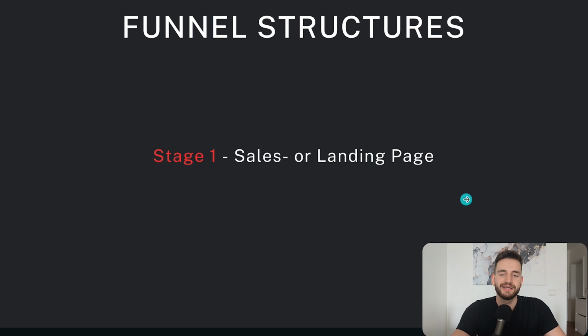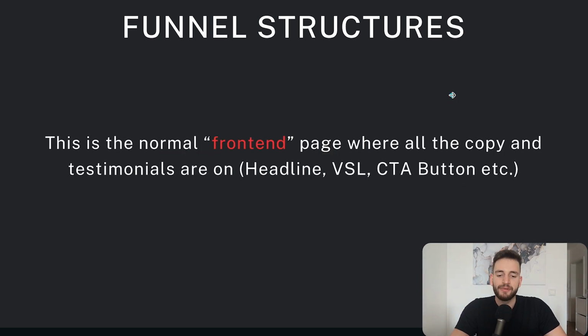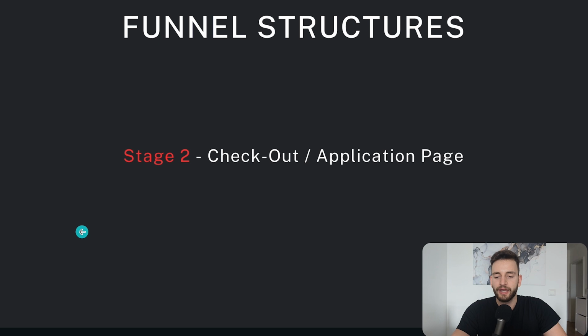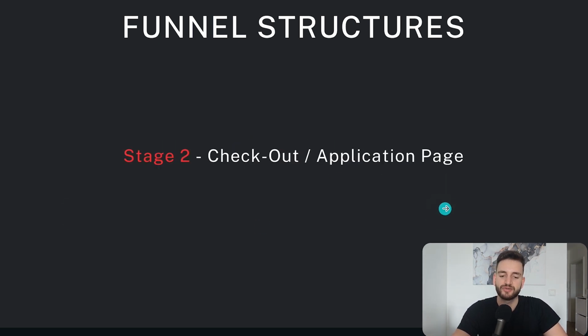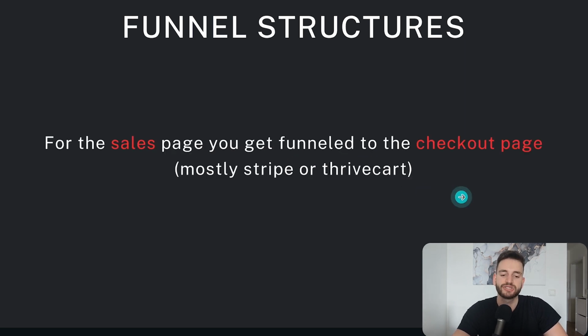Stage number 1, sales page or landing page. That's the very first step. This is the normal front-end page where all the copy and testimonials are on: headline, VSL, CTA button, bullet points, testimonials, and so on, the normal page where people can get some information on the program. And then after they click on the button, they will go to stage number 2, which will be the checkout for the sales page or the application page for the landing page, guys. So for the sales page, it's mostly Stripe or Thrive Cart.